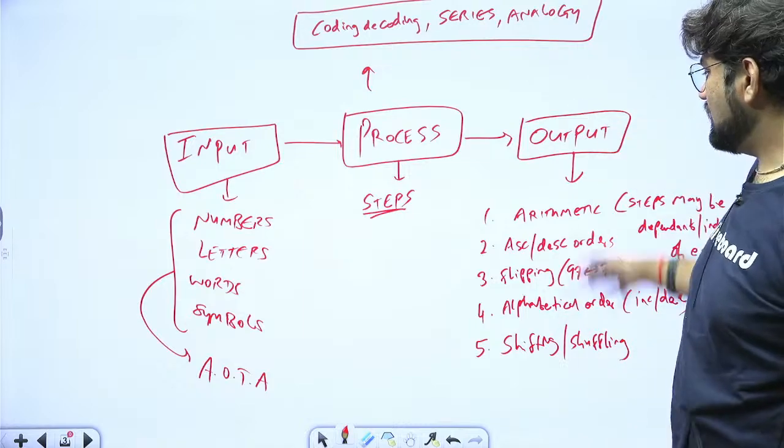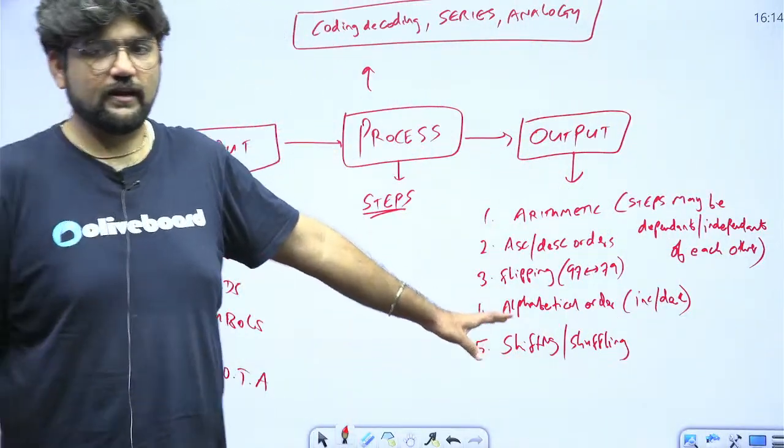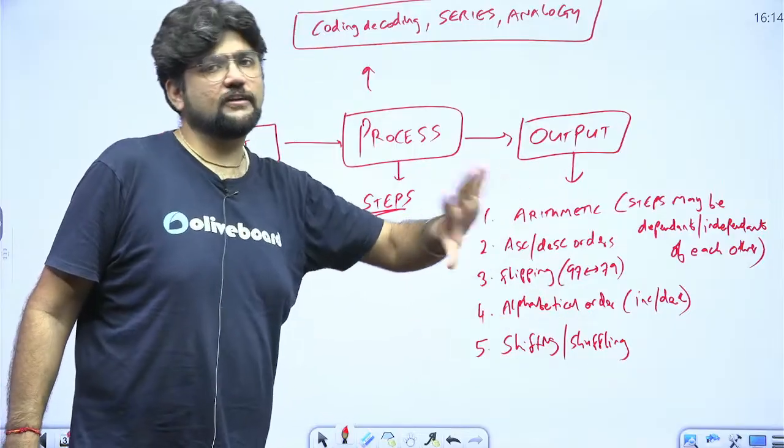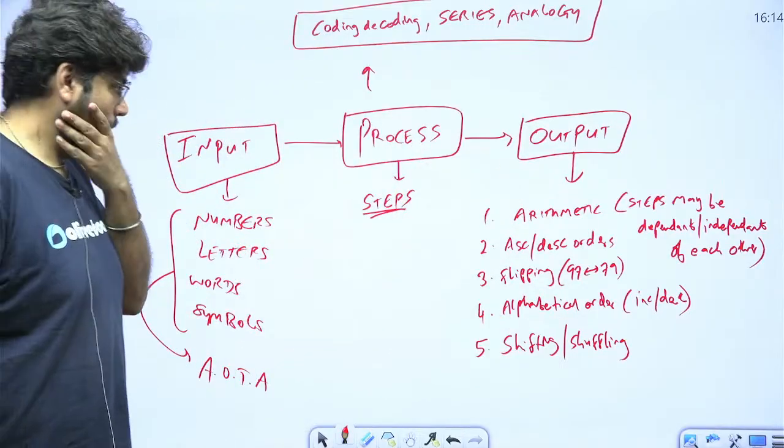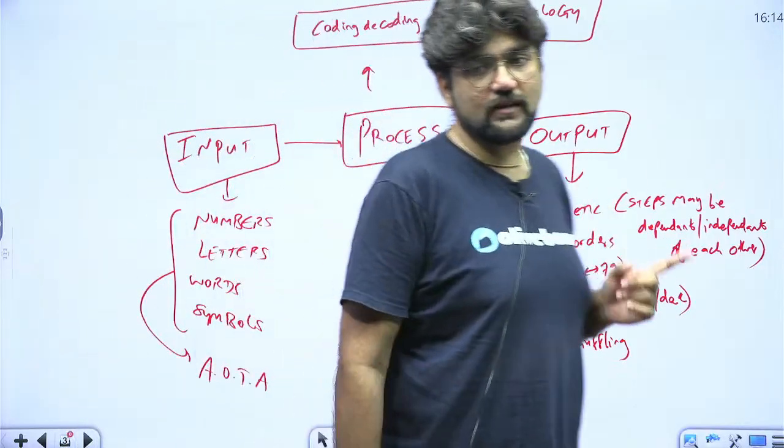Okay, these are the various outputs which take place. And there can be more. You need to identify what exactly is happening. Now, what are the processes? What are the steps? How is each of them processed?